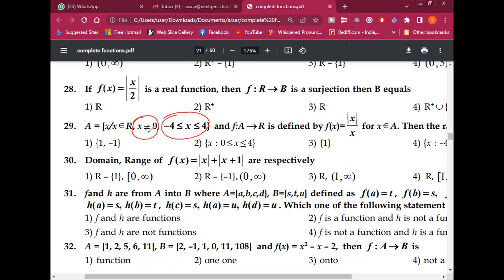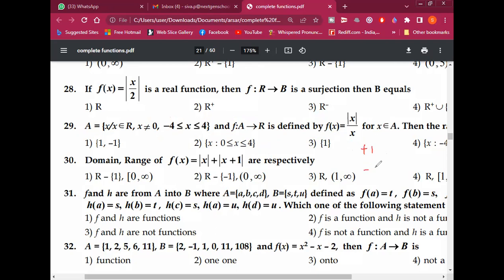The function is defined from the set A. Actually, A was the domain, and R was the real number system. He said the function f should be defined as mod x by x. This is called the signum function according to its definition. Not every mod x by x is a signum function. Understood?